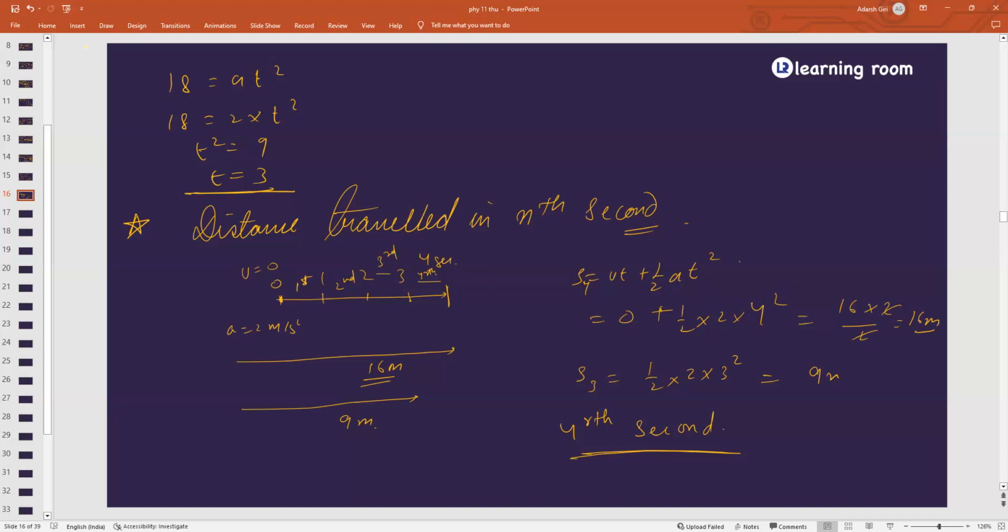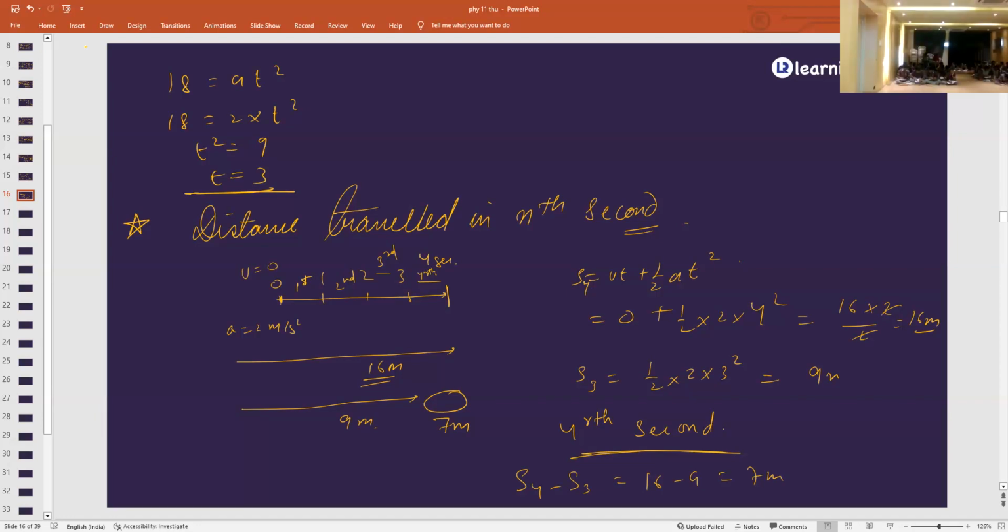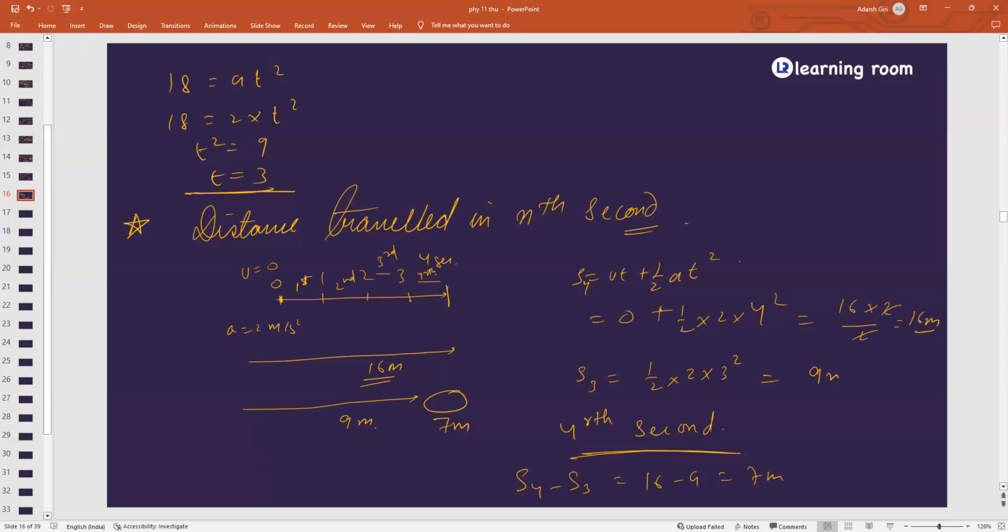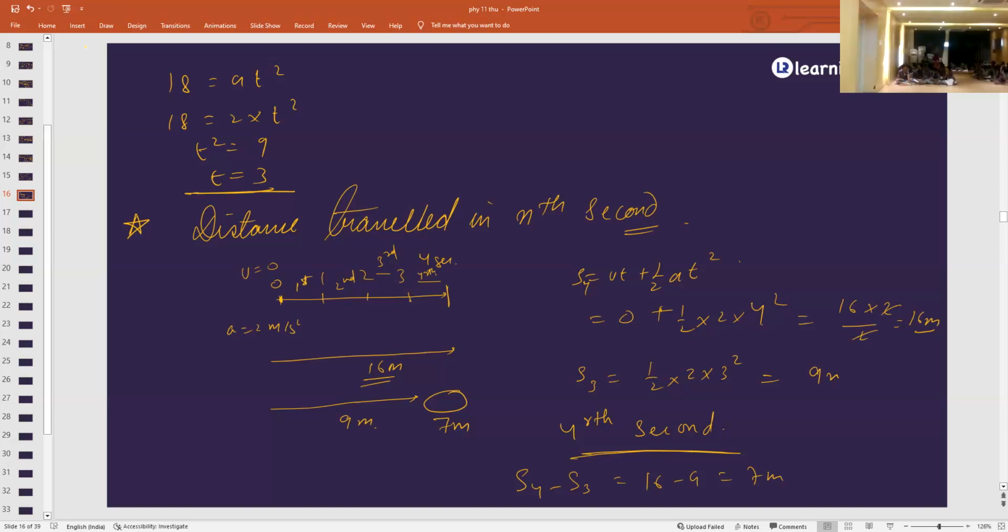So can I say that in just 1 second, from 3 to 4, it traveled S4 minus S3. S4 minus S3 is 16 minus 9, that is 7 meters. That means in the fourth second, it traveled 7 meters. Agree or not? Yes, sir. Right? So we have a direct formula. Are you understanding what I'm saying? Yes, exactly the fourth second.